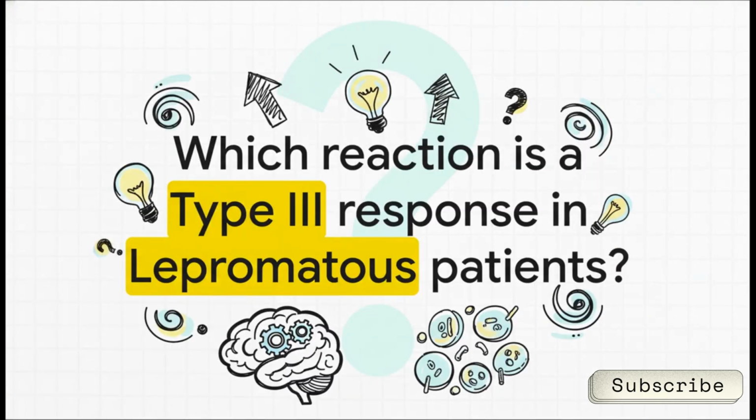So let's do a quick knowledge check to lock this in. Which reaction is that type 3 immune complex response that you see in lepromatous patients? Well, think back to our rule of 5. The one that adds up with type 3 is the type 2 reaction, or ENL. If you got that, you've totally nailed this concept.